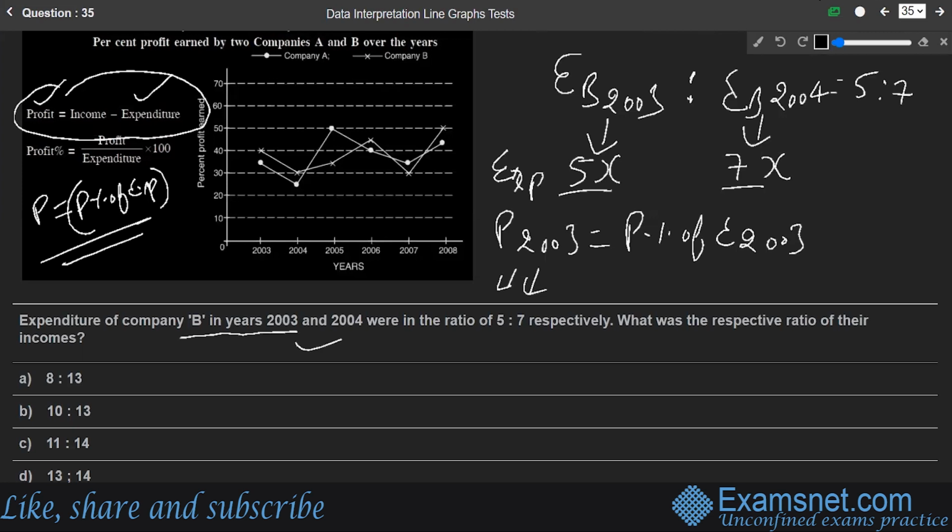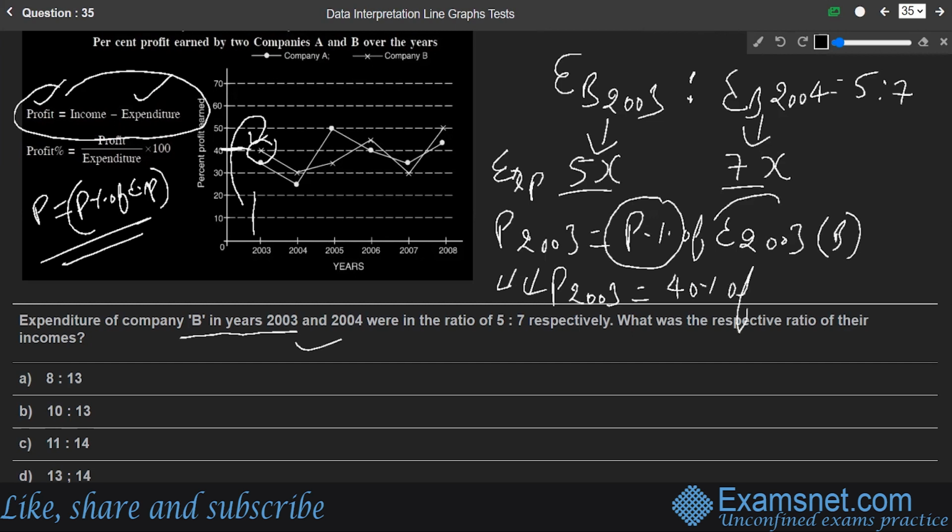Expenditure of 2003 by the company B. So we have to see the value of P percent for 2003 by B from the chart. If you see the graph, 2003 and B, what is the P percent value? B is represented by cross, so the P percent value is 40%. So profit in 2003 simply becomes 40% of expenditure in 2003, which we have taken as 5x. So 40% of 5x is the profit value.